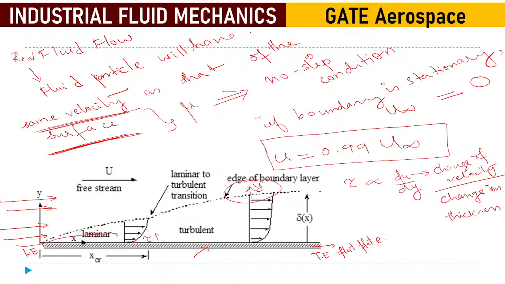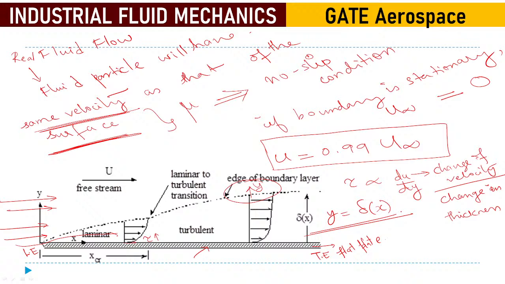Y is this vertical one, the boundary layer thickness, and this x that is mentioned, the critical x, I will tell you about later. This becomes the dimension of your plate, and y is the boundary layer thickness, or we can say y is nothing but del of x. Del of x is nothing but the boundary layer.